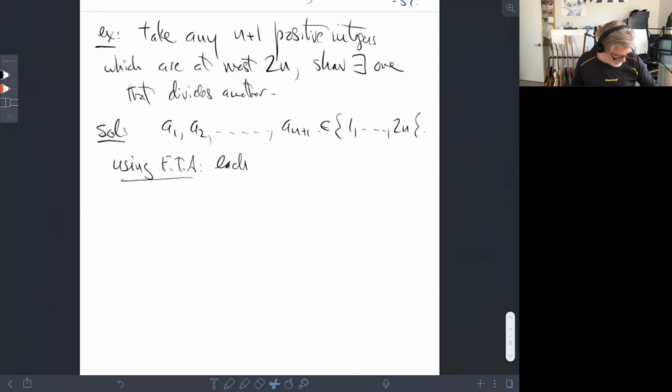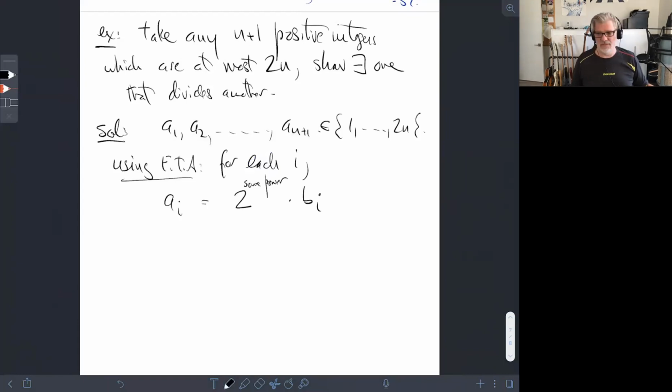For each i, A_i is equal to 2 to some power times B_i. It's not proper math, but it's less tricky this way. You can write every number as 2 to some power times an odd number. Hopefully everybody is okay with that. B_i could be 1, because if A_i is a power of 2, then B_i is 1. And if A_i is already odd, then that power is 0. That's possible too. But you can always write any number as 2 to some power times whatever is left. When you take all the 2's out, you get an odd number.